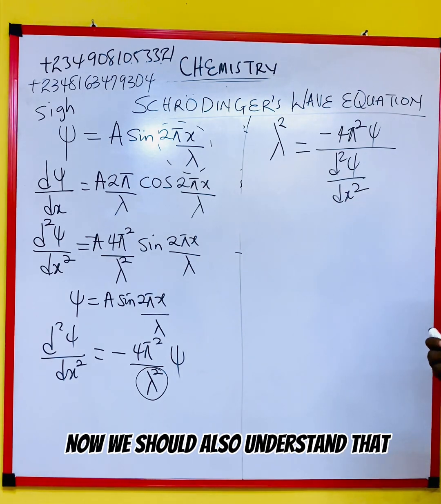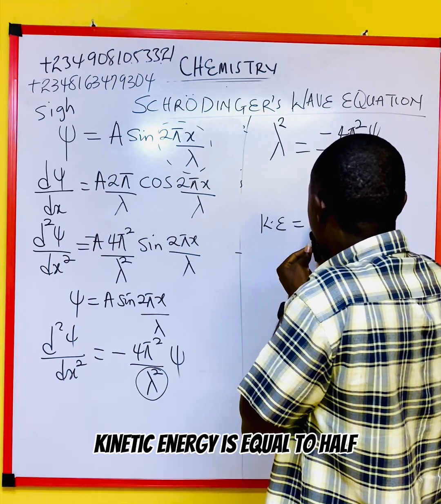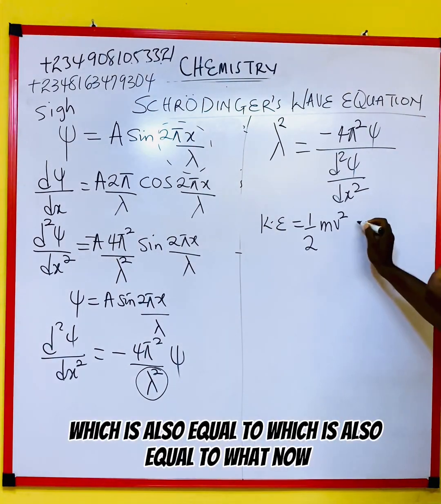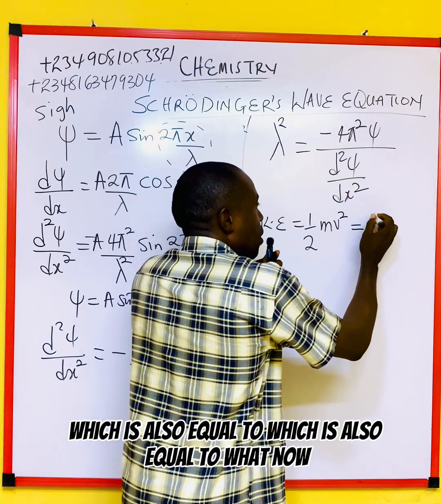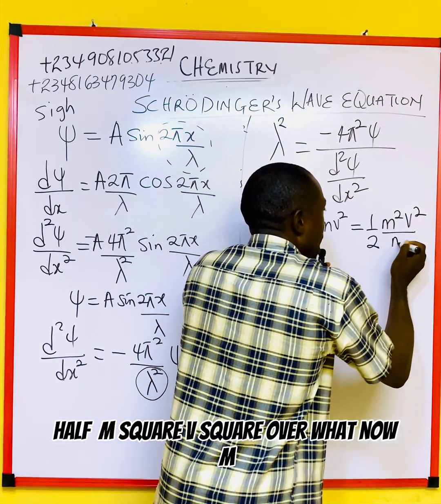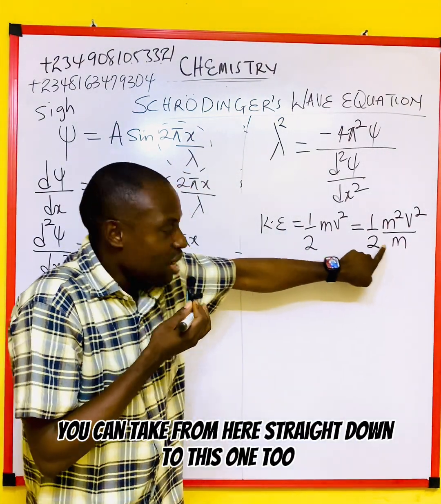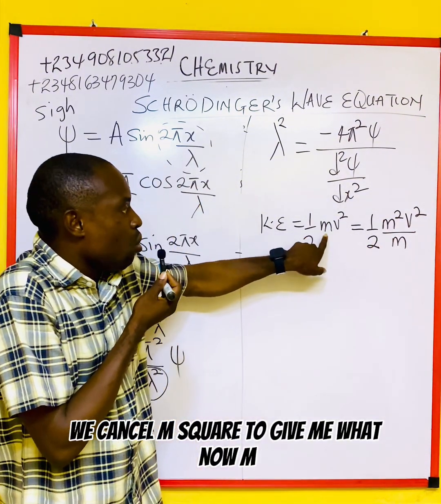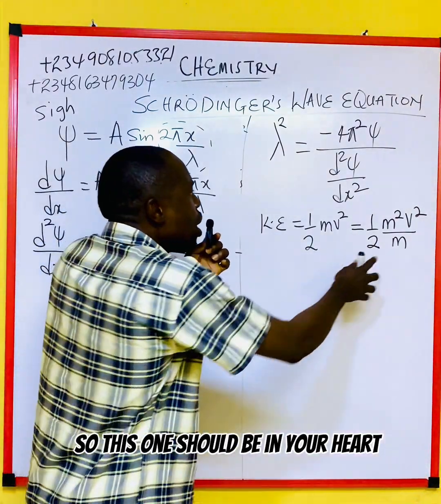So we now continue. We should also understand that kinetic energy is equal to half mv squared, right? Follow me, which is also equal to half m square v square over m, right? You can take it from here straight down to this one too. It is easy because m cancels m squared to give me m. Is that clear now? So this one should be in your heart.